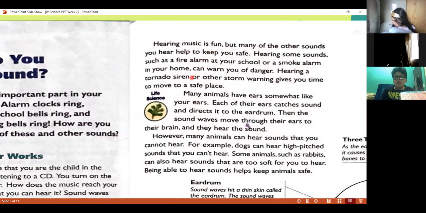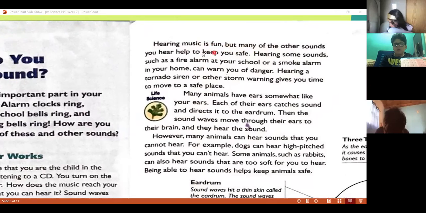Santiago Hernandez, continue with the reading. Yes. Continue reading this part.